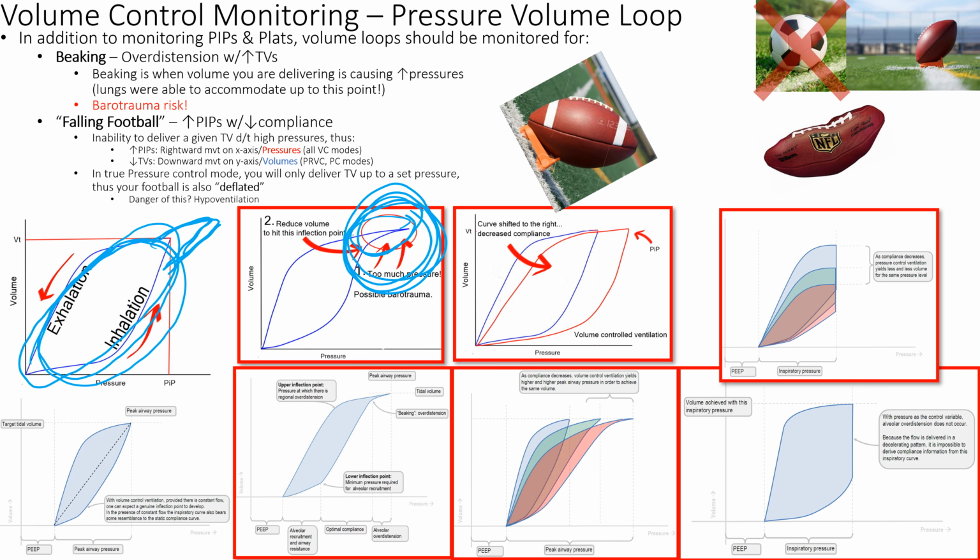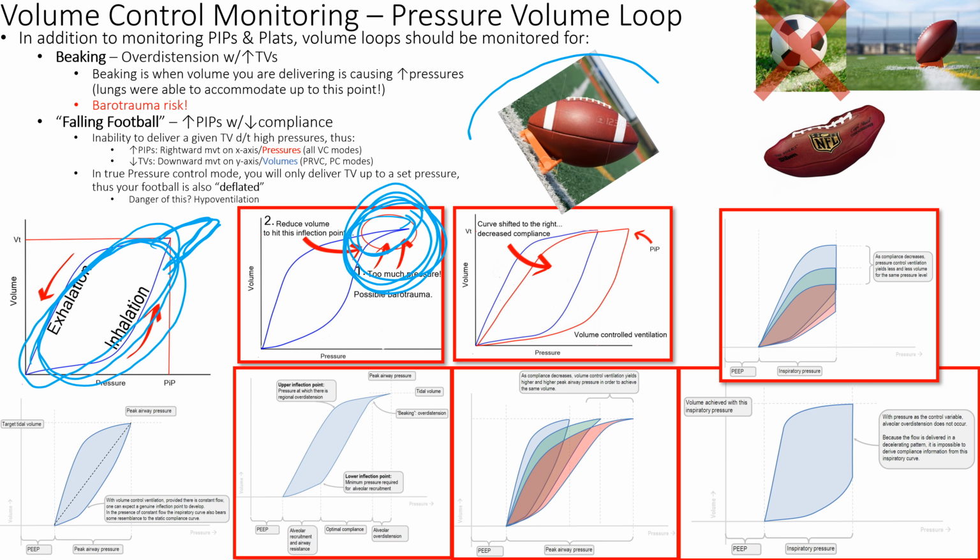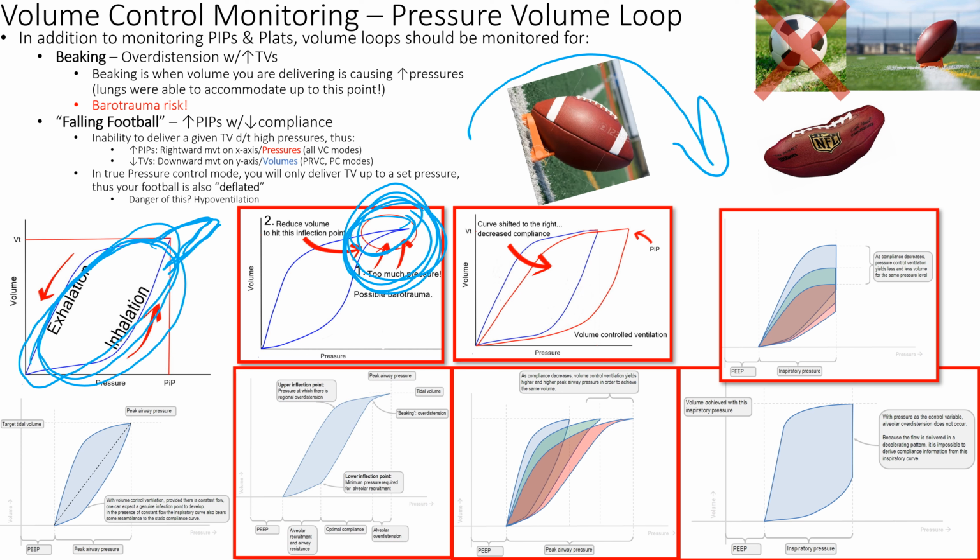It's like 550 instead of 500. That happens because it's squeezing all the extra air into the alveoli, and it can cause some damage. That's why it used to be a big thing to monitor, but everybody should be on PRVC now, and that shouldn't be a big problem. But you can see your football kind of falling over like this as your pressures start going high.